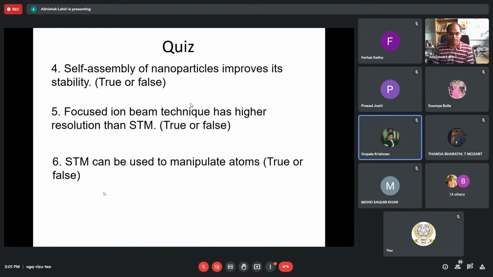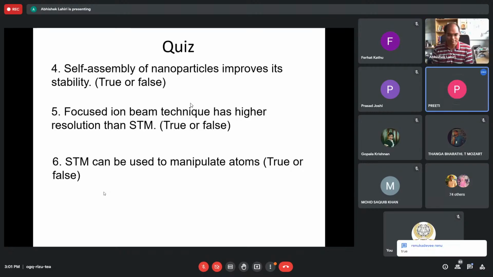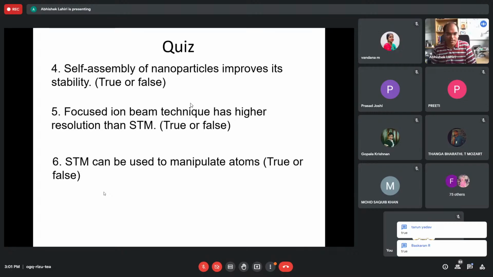STM can be used to manipulate atoms. True or false? So the answer to this question is true.